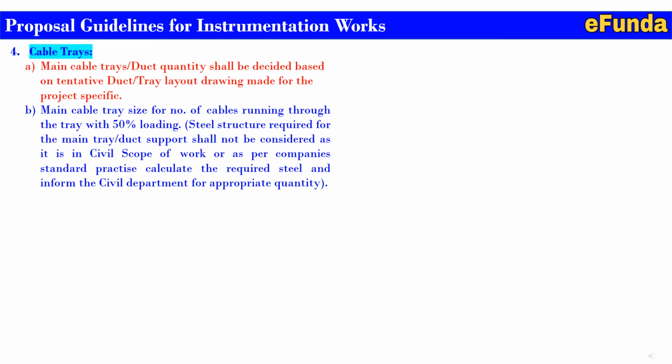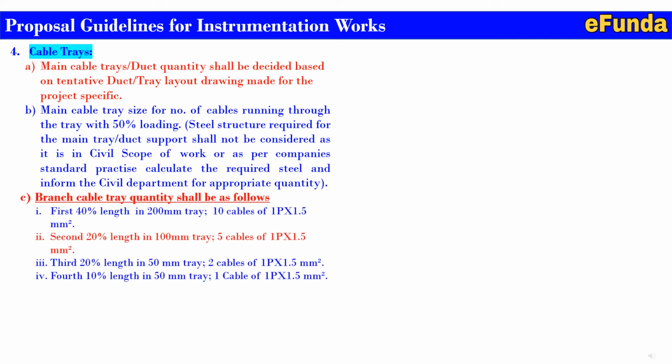Still required for the main cable tray, duct support shall not be considered as it's in the civil scope of work. As per the company's standard practice, calculate the required steel and inform the civil department for the appropriate quantity.